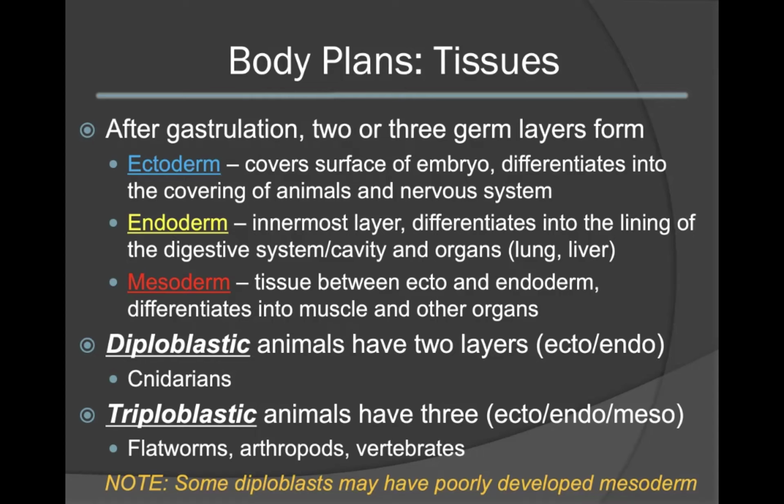Diploblastic animals only have 2 layers, the ecto and endoderm. This is common in cnidarians or jellyfish, while triploblastic animals have all 3 of these layers, ectoderm, endoderm, and mesoderm. This is common in flatworms, arthropods, as well as vertebrates. Note that there are some diploblasts that have poorly developed mesoderm. As this is poorly developed, it is not considered to be a true mesoderm, and as a result, these organisms are still classified as diploblasts.